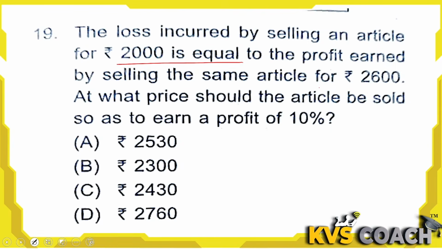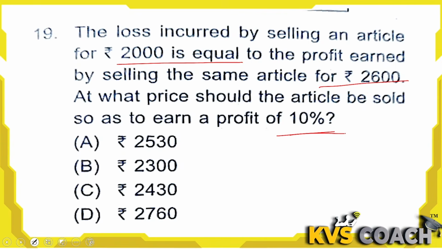Next question is, the loss incurred by selling an article for 2000 rupees is equal to the profit earned by selling the same article for 2600 rupees. Okay, they are saying the loss is incurred by selling the article at 2000 rupees and the profit earned by selling at 2600. Meaning if he sells at 2000 he has a loss, and if he sells at 2600 he will get a profit. At what price should the article be sold to earn a profit of 10%? What price should the article be sold at to earn a 10% profit?